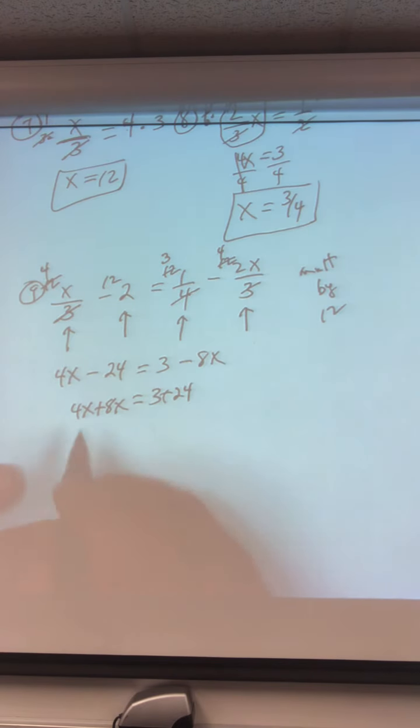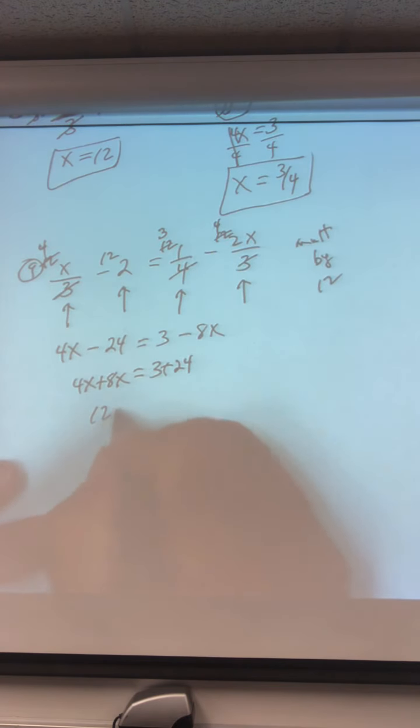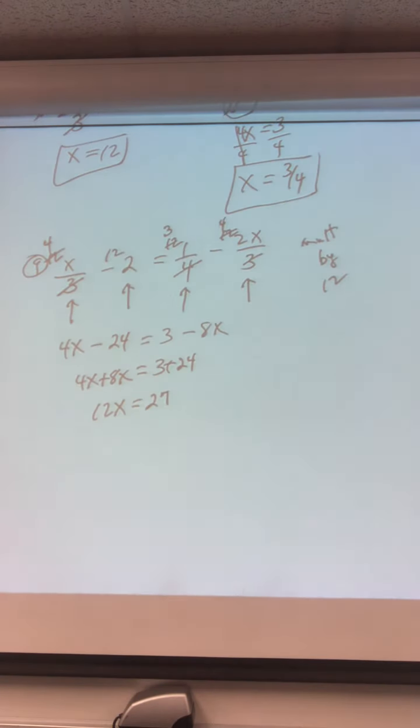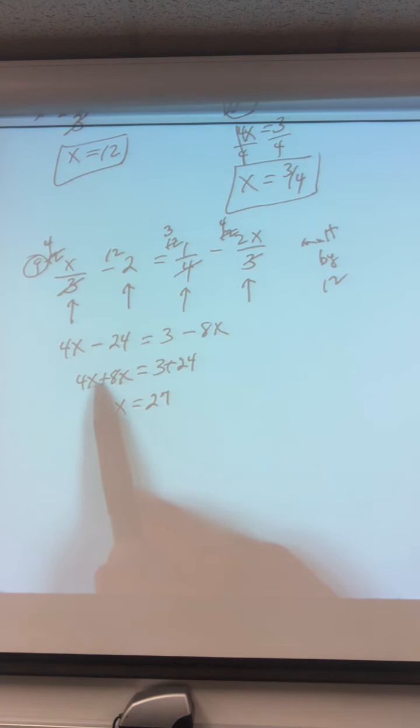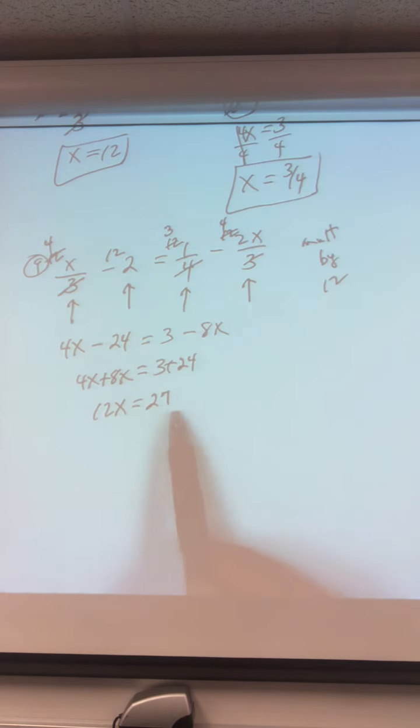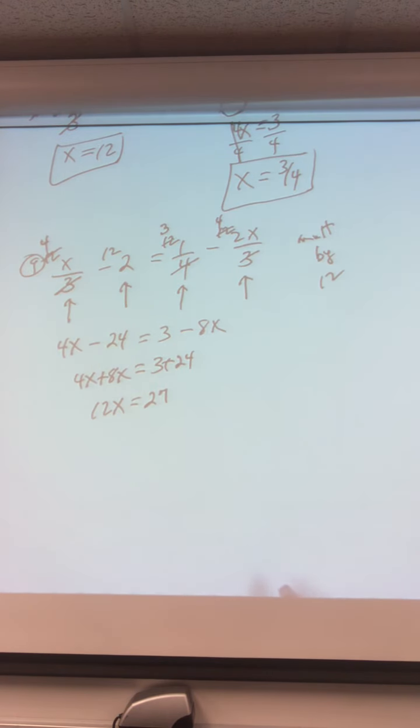So get the x's on one side, numbers on the other. So this is 12x equals 27. Let me say once again, if this had been 4x minus 4x, this would be 0x equals 27. If that happens, it's no solution. If it's 0x equals 0, the answer is all real numbers. So see, you can still run into those 2 scenarios even with the fractions.